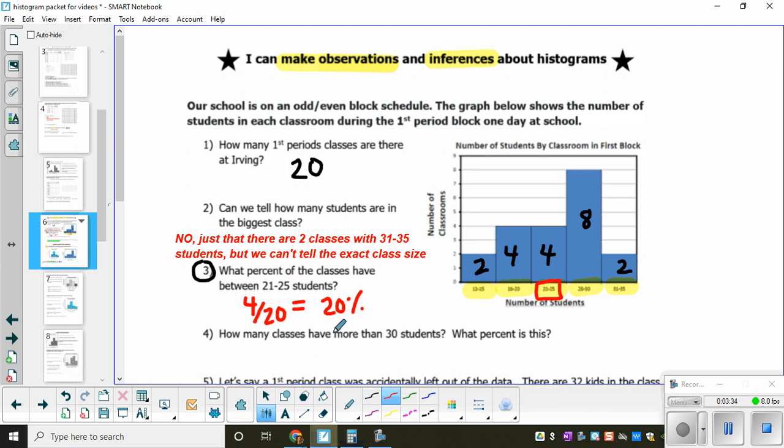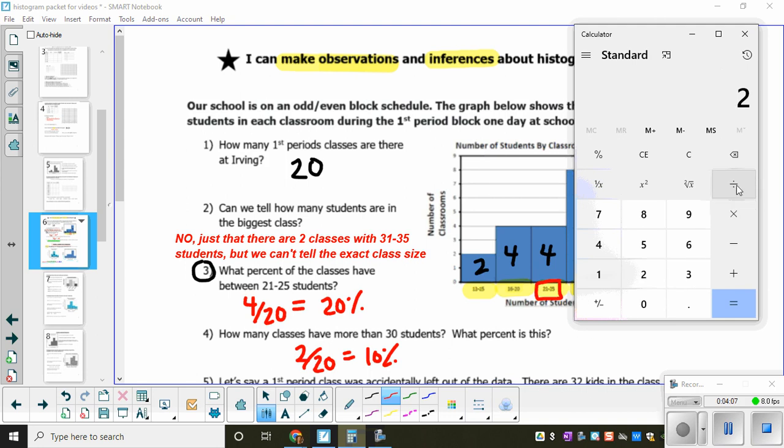Now, if I want to know how many classes have more than 30 students, we go back to the histogram. If I'm looking for more than 30, here's 30, so more than 30 is anything on the right-hand side of this line, which is 2 classes. We've got 2 that are more than 30, okay? And if I want to know what percent that is, we say 2 of the classes out of all of the classes. Again, some of you might catch that this reduces to 1/10, which is 10%. But if you don't like reducing fractions, you can always bust out the calculator and say 2 divided by 20, and there's the 0.1.